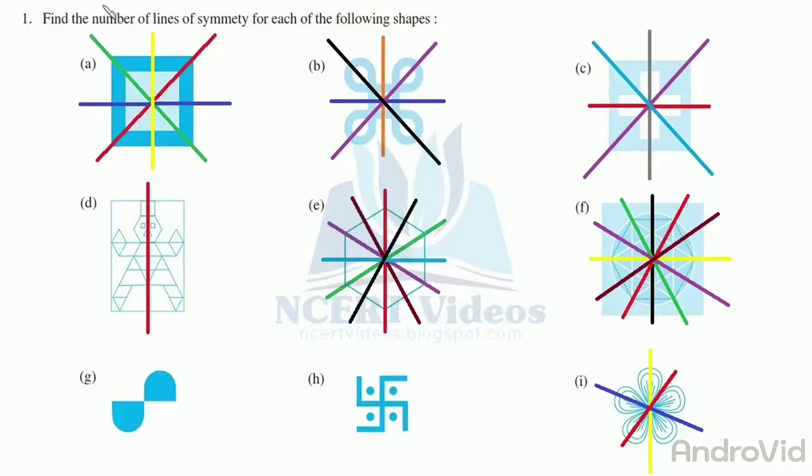Question 1. Find the number of lines of symmetry for each of the following shapes. So these are the shapes for which we have to find the number of lines of symmetry. First of all, let's see the A part. A line of symmetry is something where, if you place a mirror on it, you get the opposite figure of that. So we have 1, 2, 3, 4 lines of symmetry for A part.